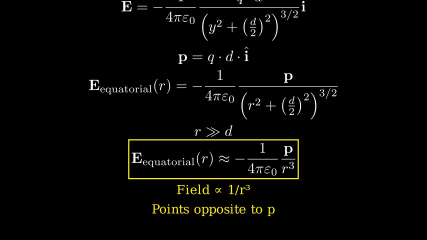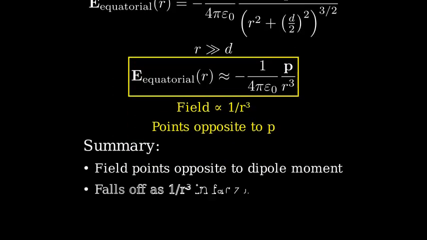Let's visualize how the electric field varies along the equatorial line. As we move farther away from the dipole, the field strength decreases rapidly due to the 1 over r cubed dependence. The field lines always point in the negative x direction, opposite to the dipole moment.